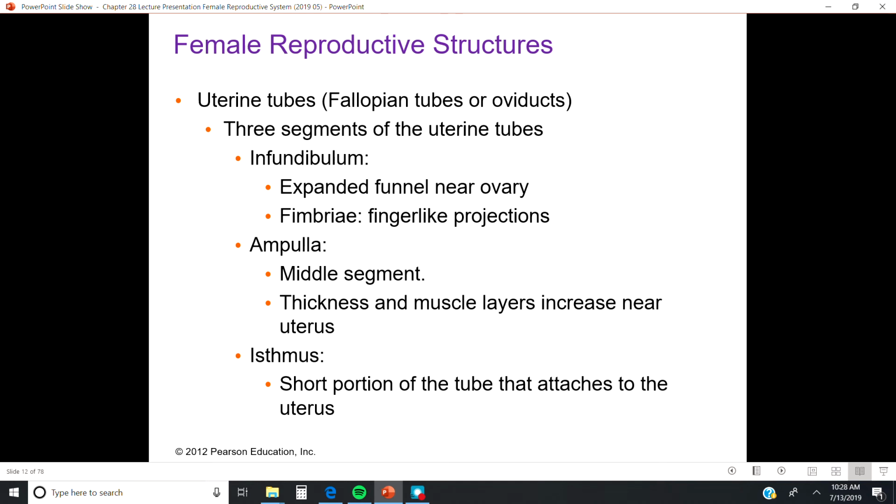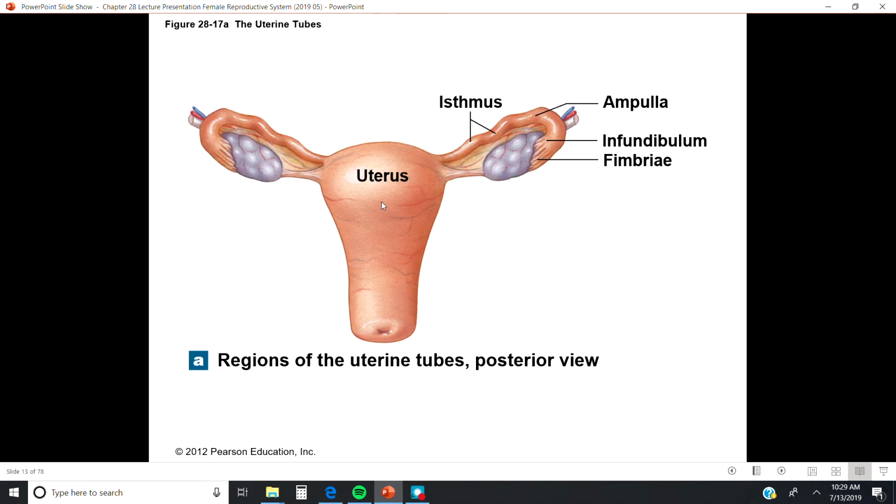So when you look at the uterine tubes, you're going to see that there's 1, 2, 3 regions that we want to identify. So here again, just to give you some bearings, you're going to take a look at the uterus. Here's the ovary, and then you can see extending from the uterus all the way over to the ovary. This is all going to be the uterine tube or the fallopian tube, right?